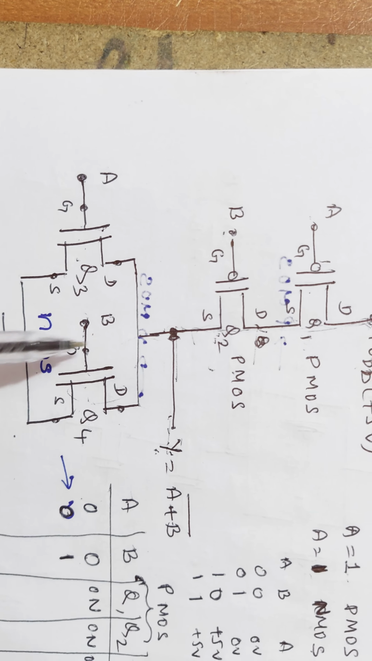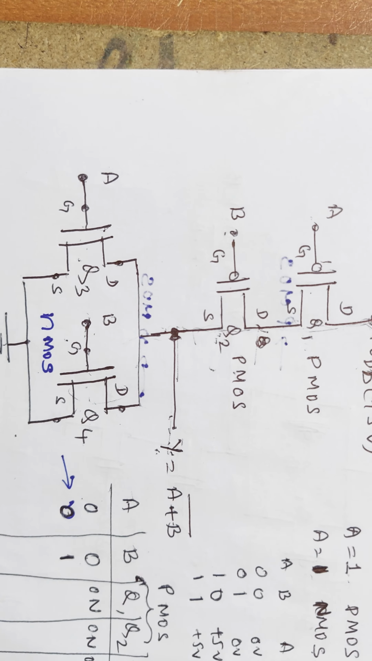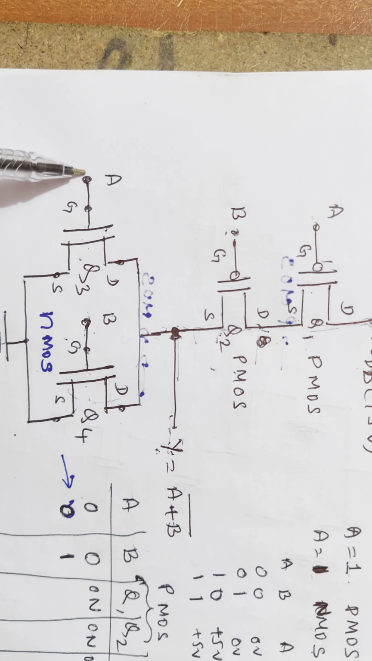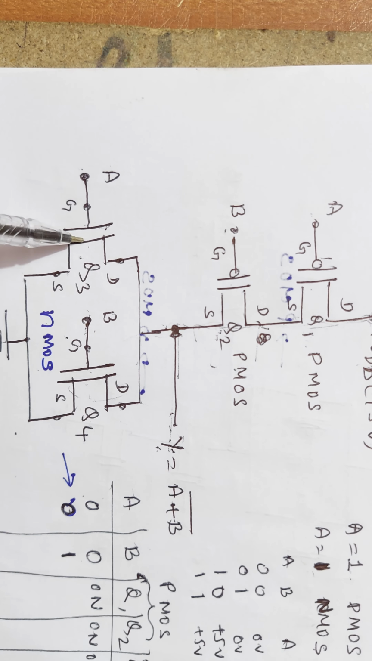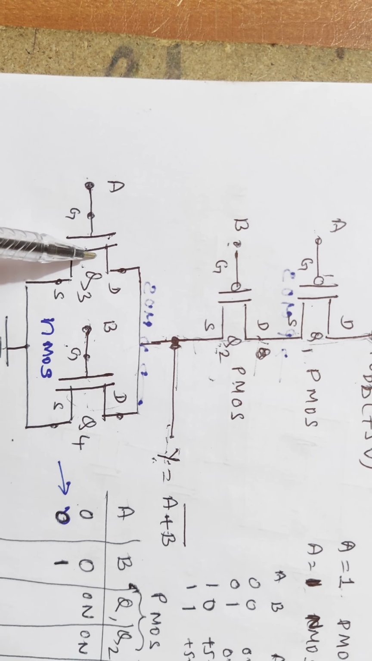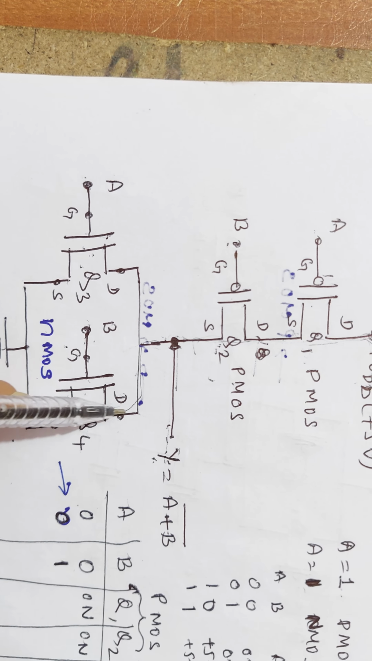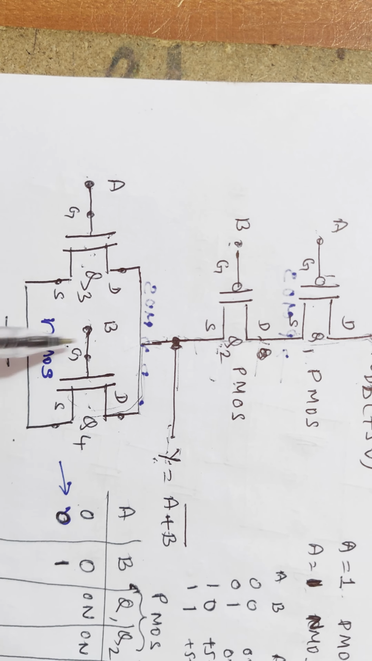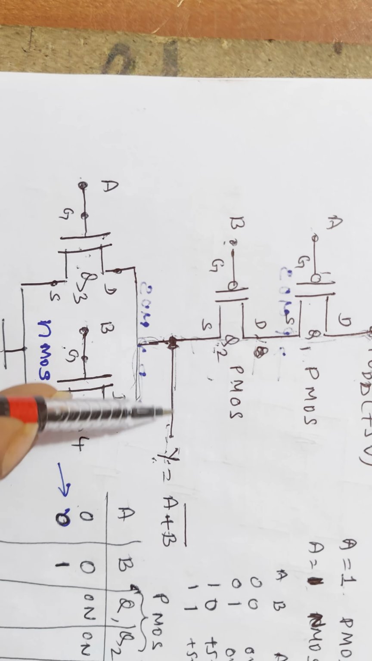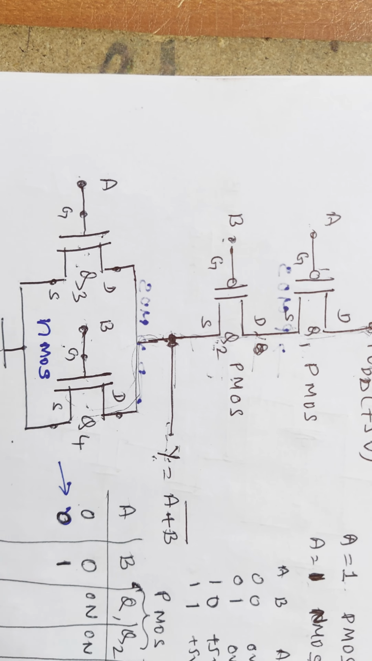Now, any current present here should go to ground because no current flows here. Let's see how. When A equals 0, this N channel goes off. But B equals 1, this goes on. That means there is a closed path through this transistor to the ground. Any current present here flows to the ground, and hence no current flows to Y. Because it is open, no current flows to Y.